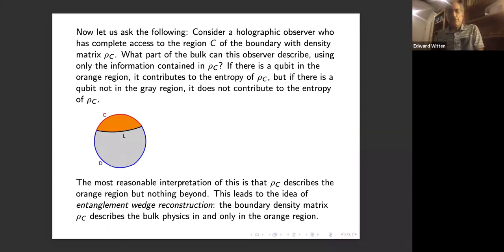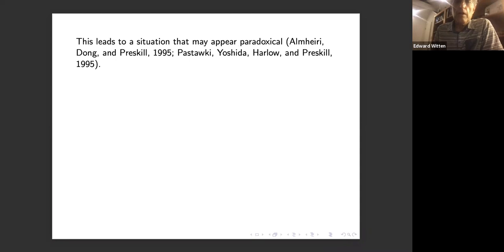So it leads to the idea of entanglement wedge reconstruction. The boundary density matrix rho C describes the bulk physics in and only in the orange region. That's the starting point for a lot of the contemporary research. Now, all I'm really going to do with it is to explain an apparent paradox, or what might look like a paradox, and then I'll tell you how to resolve the paradox. But I wrote 1995, which is surely wrong. Maybe these papers were in 2015, but they're certainly not in 1995.